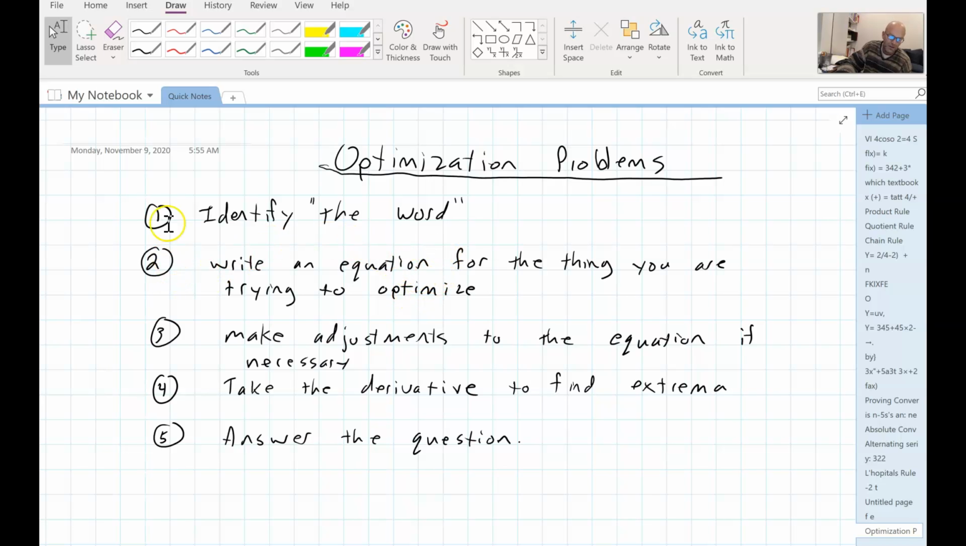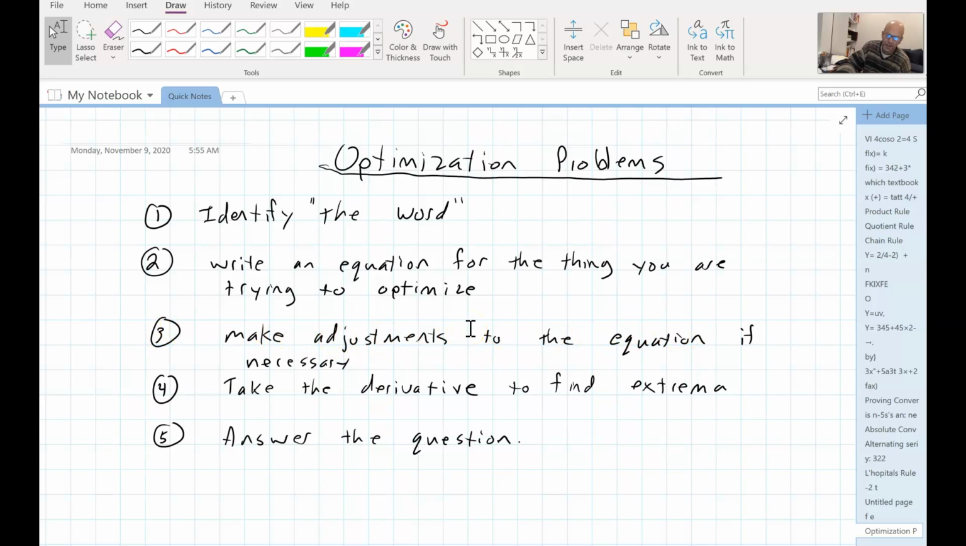So steps 1 and 2 are very tightly tied together, because once you find the word, then you should look really close to what the word is applied to. Is it applied to a distance, a profit, an area, a volume? You want to pick, and then write an equation for whatever that thing is. Step 3 is to make some adjustments to the equation if necessary.